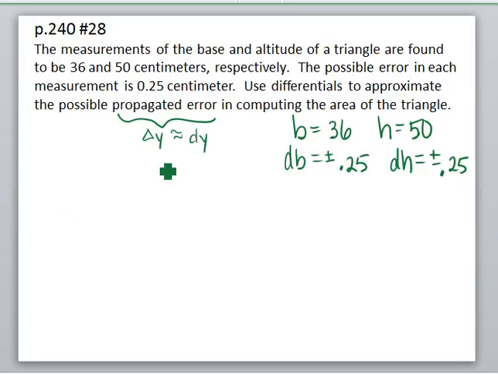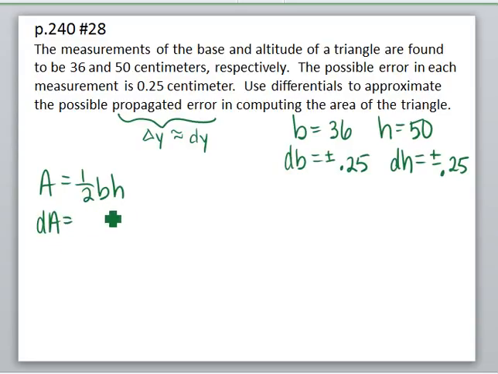What we're going to do is compute the area. The area of a triangle is 1/2 base times height. I'm supposed to use the differentials to approximate the propagated error, so what I'm going to do is take the derivative to be able to use those differentials.